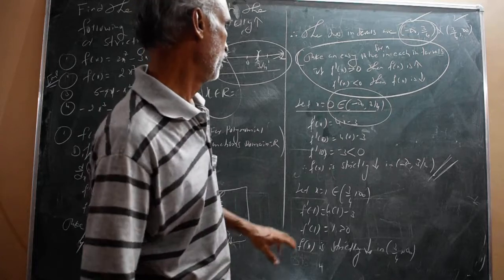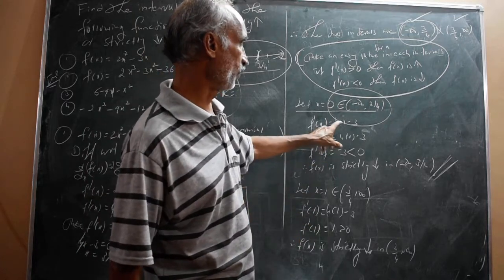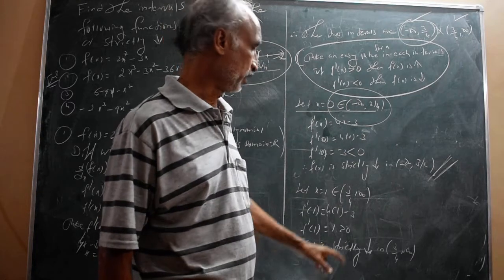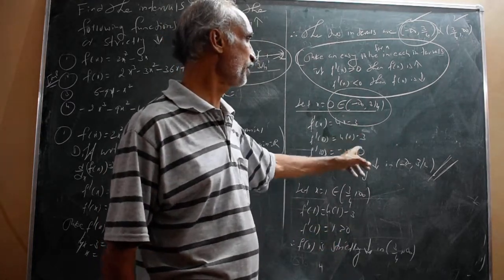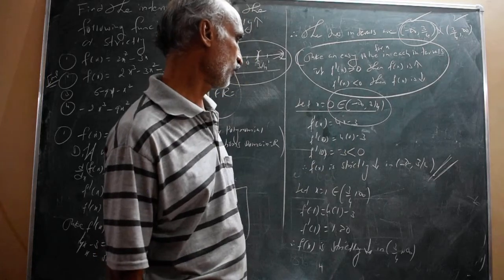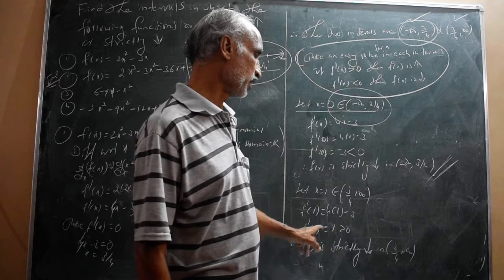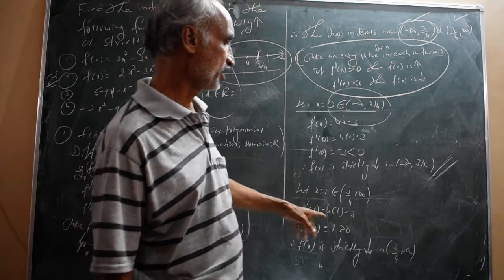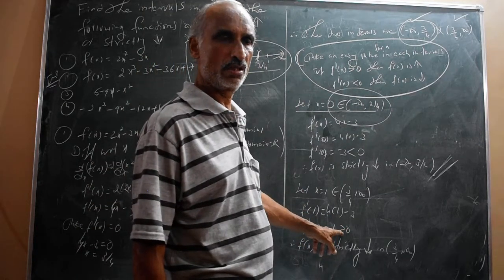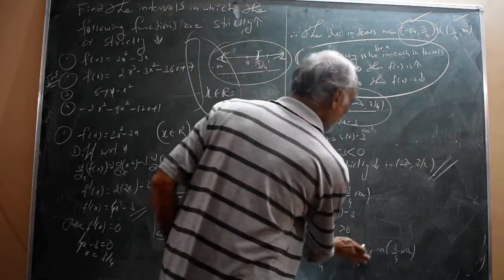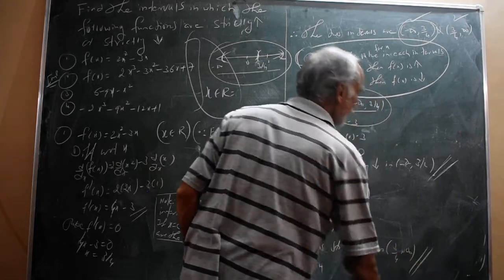What is f dash of 1? 4 into 1 minus 3, it is 1. 1 is positive, no? Greater than 0 means positive, less than 0 means negative. Therefore, f dash of 1 is 1, greater than 0. f dash of x is positive means f of x is strictly increasing. Positive means increasing.